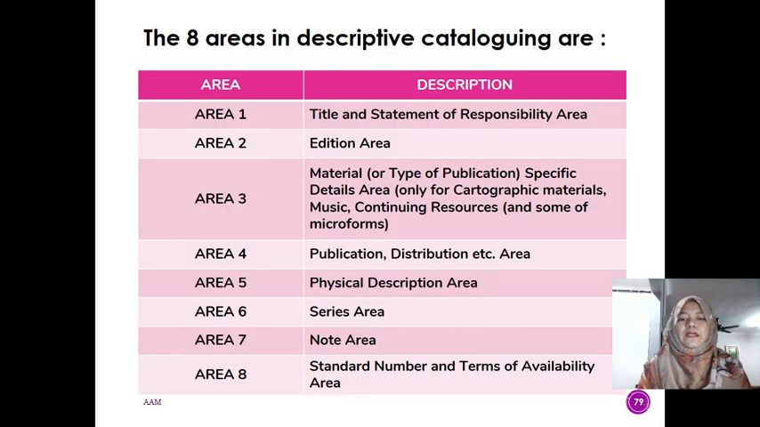So these are the 8 areas that you should be familiar with before you enter the next semester. So make sure you really memorize these 8 areas, okay. Area 1 is title and statement of responsibility area. Area 2 is edition area. Area 3 is material or type of publication specific details area, only for cartographic material, music, continuing resources and some microforms. Area 4 is publication, distribution area. Area 5 is physical description area. Area 6 is series area. Area 7 is note area. And area 8 is standard number and terms of availability area.